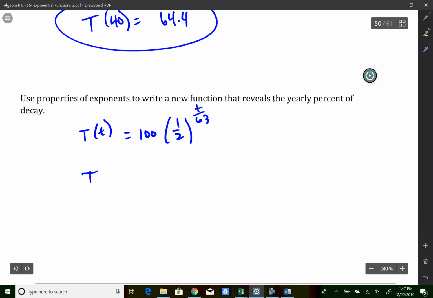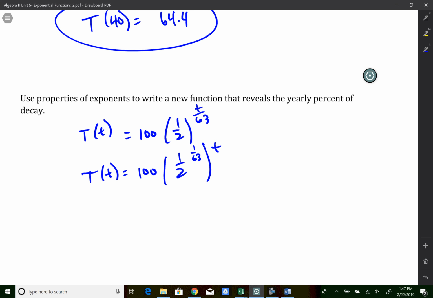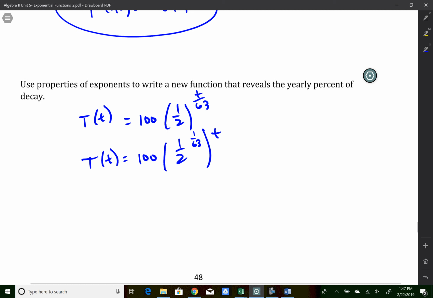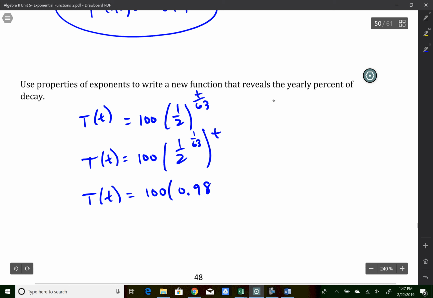Now I want to isolate it so that T is the only exponent, so that years is my exponent. So I'll raise 1/2 to the 1 over 63 exponent. If I do 0.5 to the 1 over 63, I get a value there of 100 times 0.9891 to the T. So again, what's in that parenthesis doesn't represent 1 plus r, it represents 1 minus r. That's what this is. These are equal to each other.